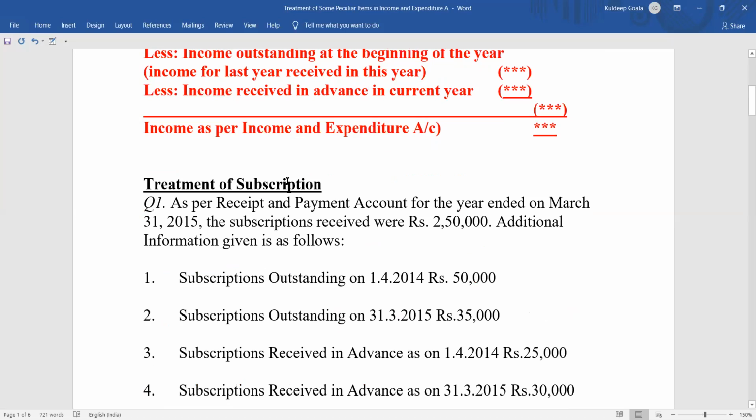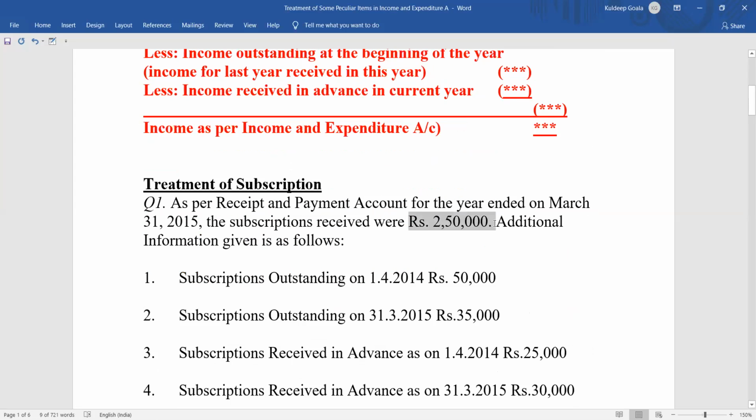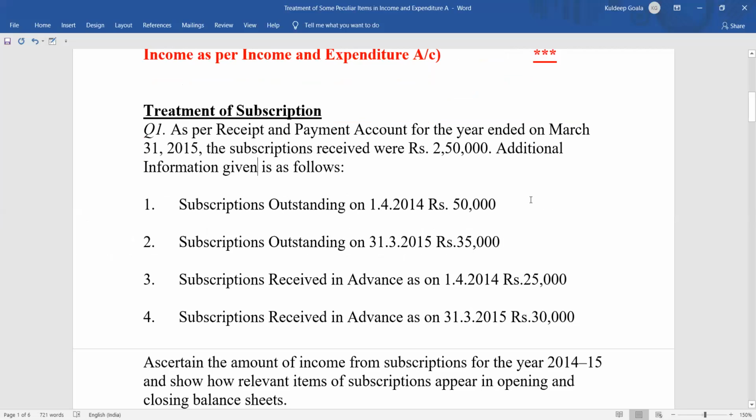What is the treatment of subscription? As per receipts and payment account for the year ended 31st March 2015, the subscription received was 2,50,000. Clear? That is the receipts and payment account, the first one. Okay, that is income received as per receipts and payment account. It is 2,50,000. Additional information was given like this. Let's find out whatever will be the addition and deduction. We are going to make a note on that. Okay, so let's find out one by one.